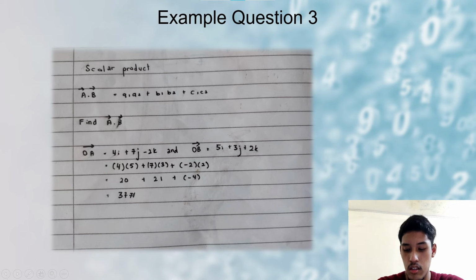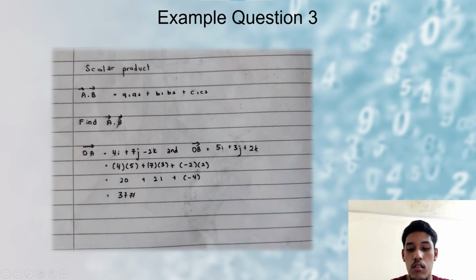Today, I want to explain about the questions. Question number one is the scalar product. For the formula, we are going to use A times B equals A1 times A2 plus B1 times B2 plus C1 times C2.